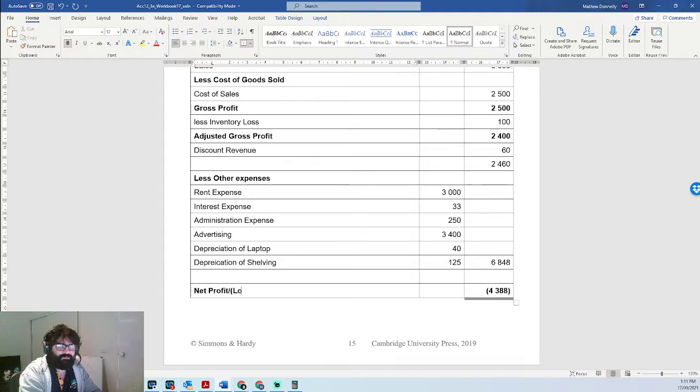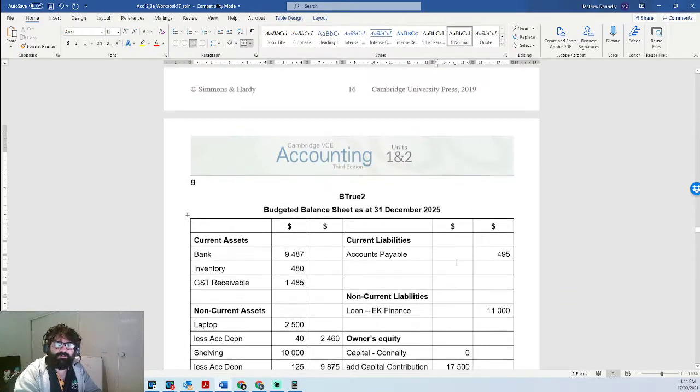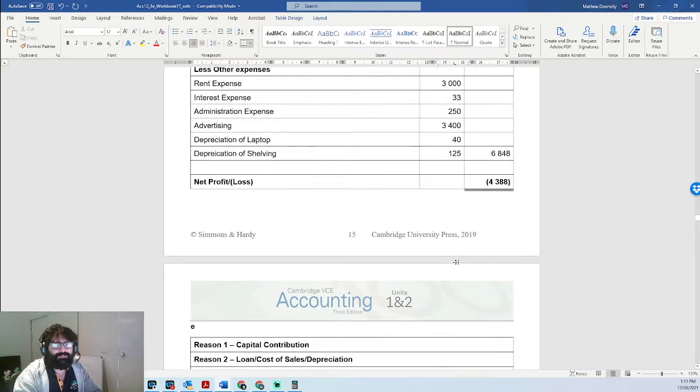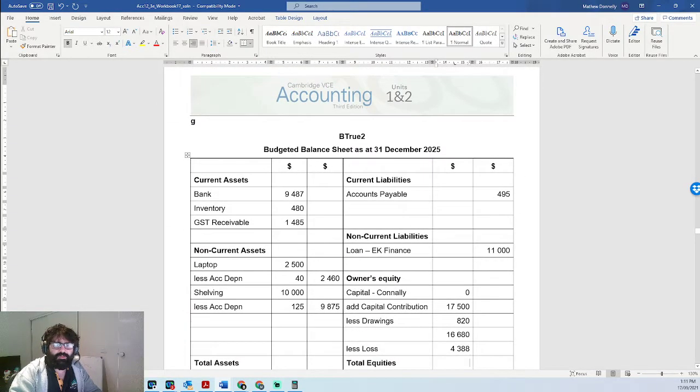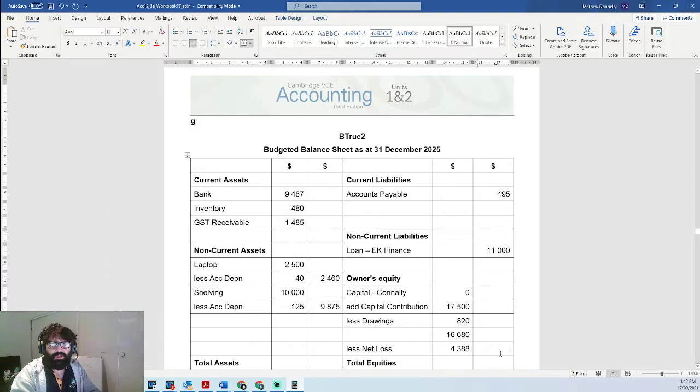And then we've got the loss, and that should be less net loss, by the way. I don't know why they put that in brackets. And then we less net loss, and that will be, I fixed it, 4388. Make sure you put the word loss. You don't need to add profit, unless you want to add net profit, but I think less net loss is probably the better choice, because you can just look through and go, oh yeah, it's a net loss, cool. So 16680 minus 4388 is 12292.